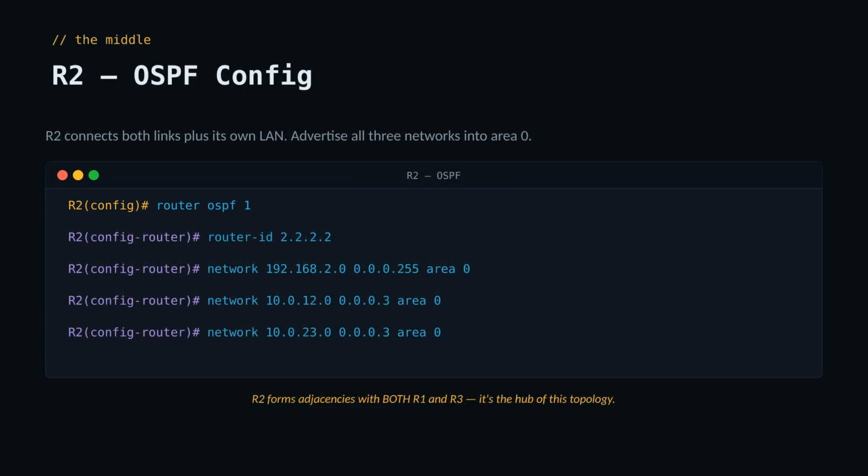Now to the middle of the topology. R2 is the hub, so it carries 3 network statements instead of 2. Its own LAN at 192.168.2.0, plus both point-to-point links, 10.0.12.0 back to R1, and 10.0.23.0 over to R3, all into area 0. Router-ID 2.2.2.2 keeps the pattern consistent. Once this commits, R2 will build adjacencies in both directions, and the LSAs start flowing across the domain.